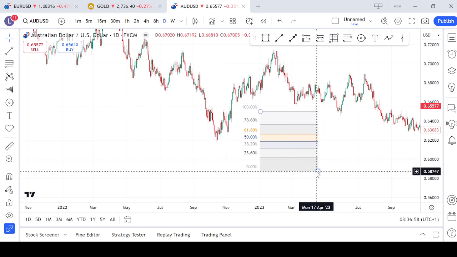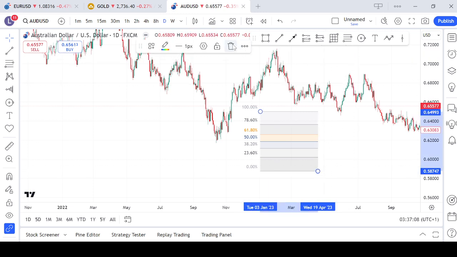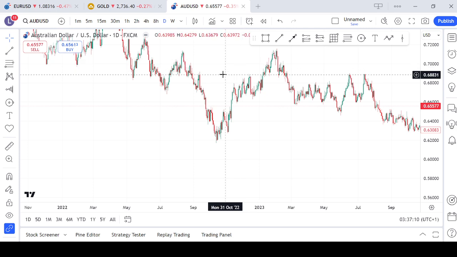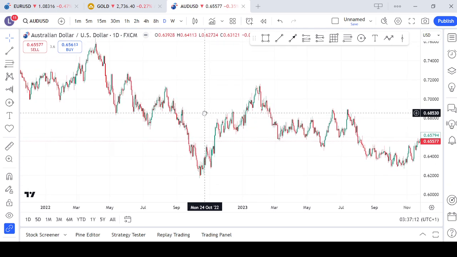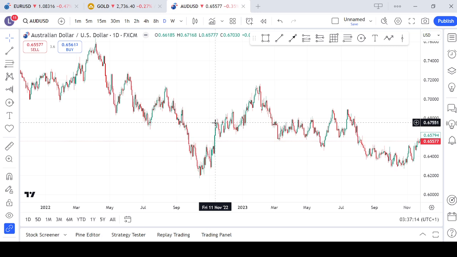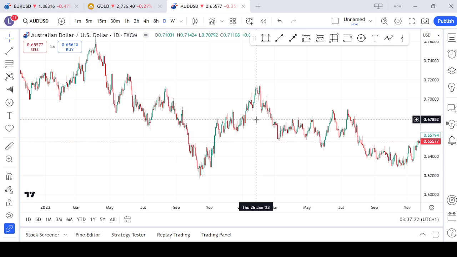Keyword: retracement. When a market is trending, price does not move in a straight line. It often pulls back or retraces before continuing in the direction of the trend. And the Fibonacci retracement tool helps you measure how far the price might retrace before resuming its trend. To use it, you first identify a significant high and low point on your chart.